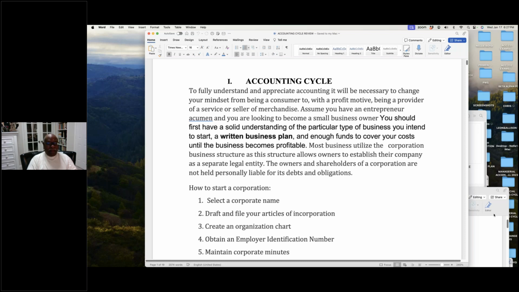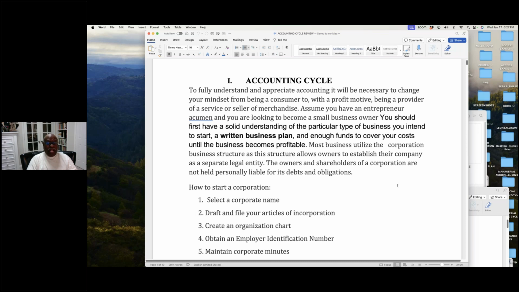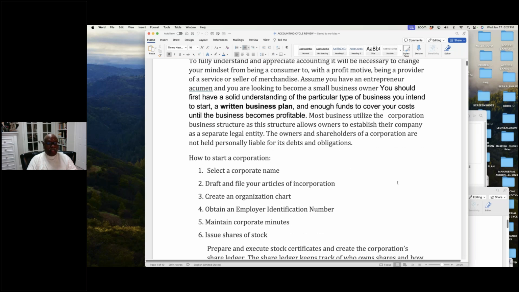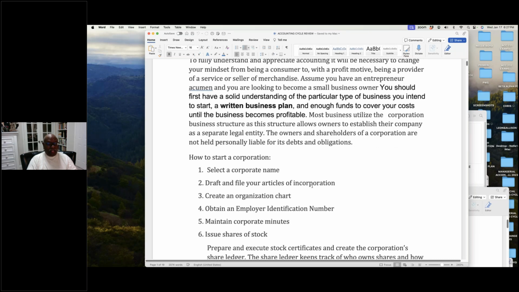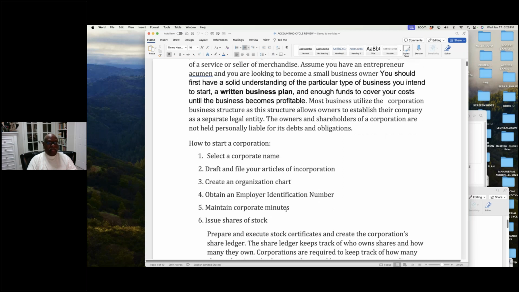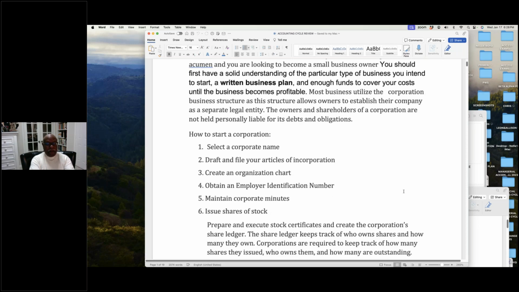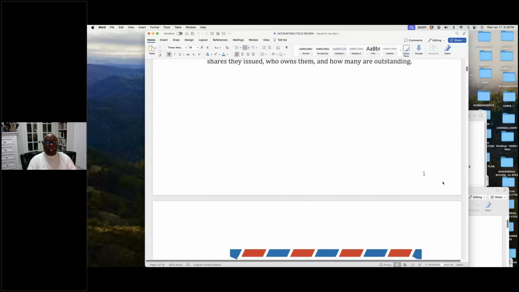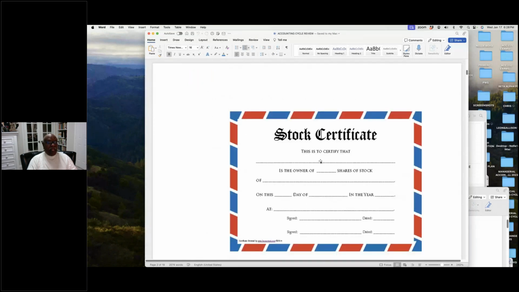If you were to start your company, you would have a corporate name, you'd have articles of incorporation with the state, an organizational chart, you'd get your employee ID, you'd maintain corporate minutes, and you'd issue shares of stock. This is what you would do if you were forming a corporation to get ready. You would contribute money to the corporation to get it going. You get a stock certificate back. You put your money into the corporation, you get a stock certificate, and your money now belongs to the corporation.